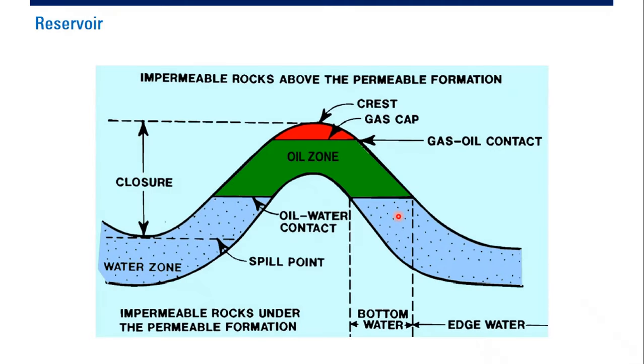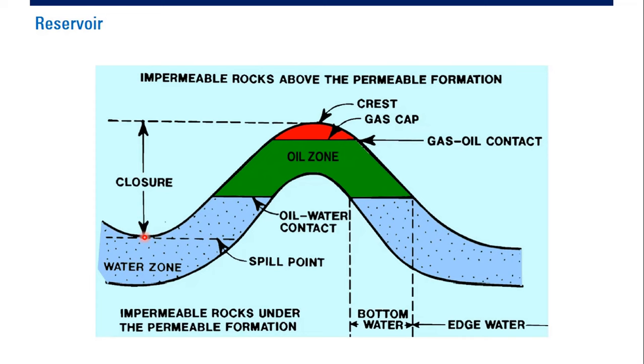This is another picture of reservoir structure. Here we have the water zone at the bottom. And here we have the spill point. Spill point is actually the end of this anticline. The bowl shape here we call an anticline. The end of this anticline is the spill point.